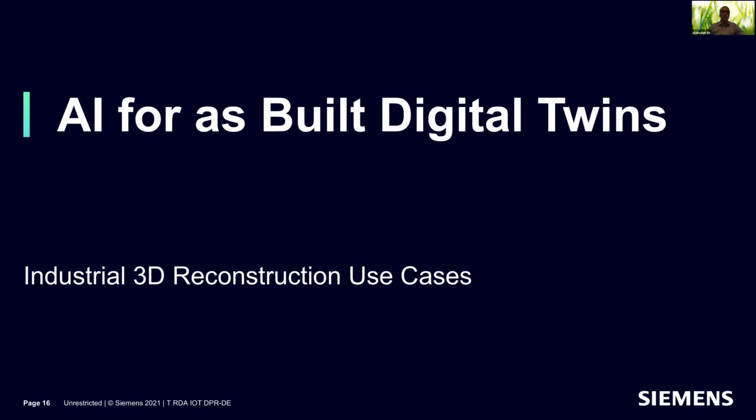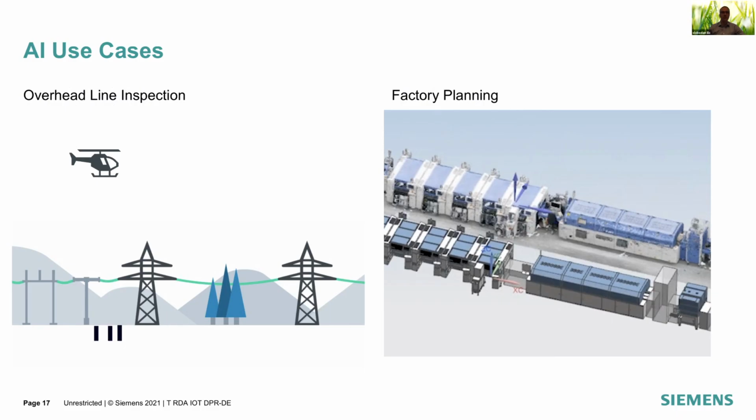Okay, so the second part will be about AI for these as-built digital twins in industrial use cases. There are a lot of industrial use cases, but I used two. Here is one, which I already mentioned, the overhead line inspection. And the next one is factory planning.